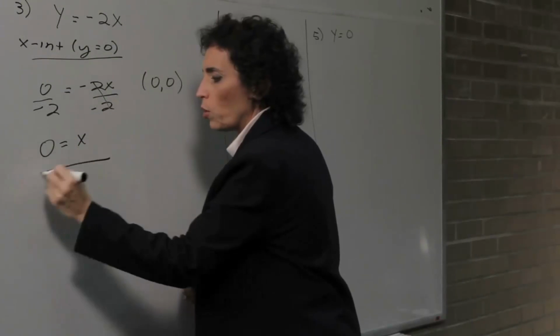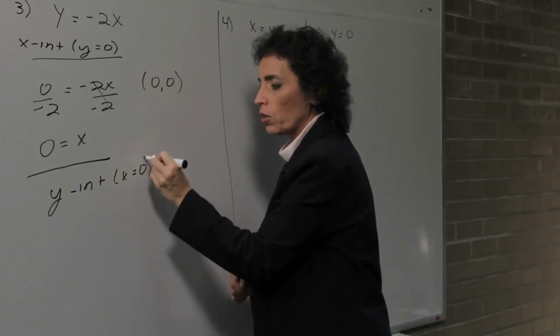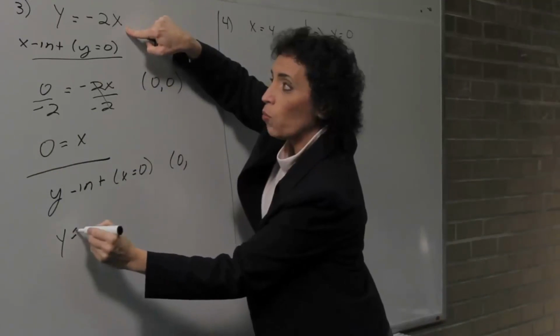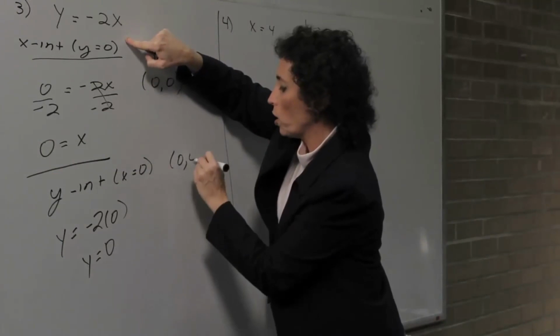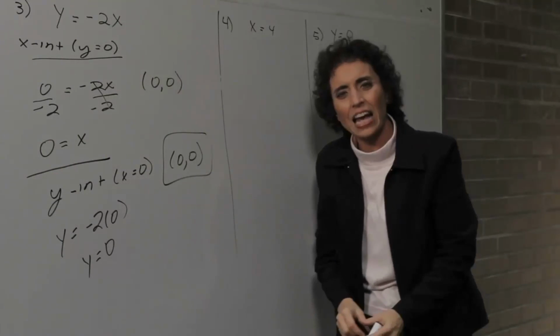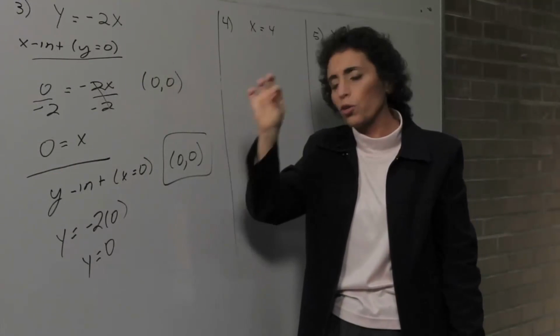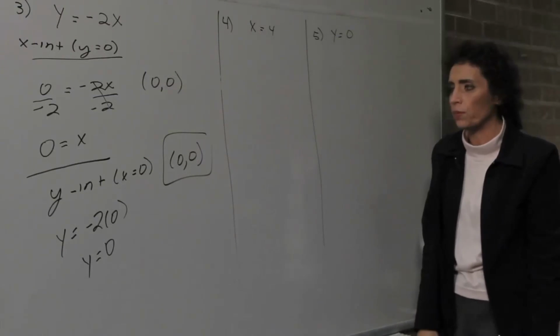Watch. If I want to find the y-intercept, we have to make x equal 0. Well, if we make x equals 0, then we got y equals negative 2 times 0, which is 0. Why? Because we just talked about that. If you have the origin, then that is the x and the y-intercept. So this graph goes directly through the origin, 0, 0. Okay? So there's one intercept for that question.